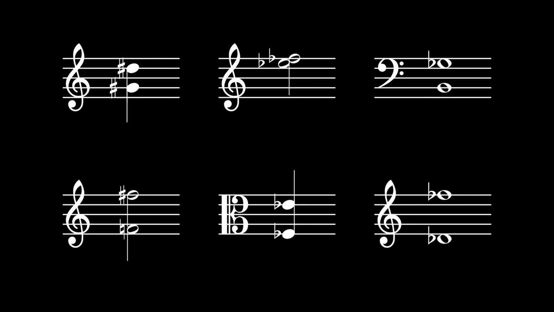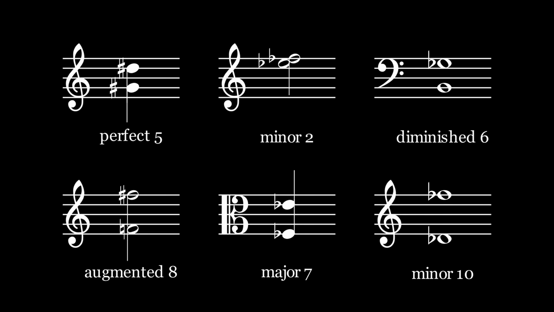Here are a few exercises for you to practice identifying intervals. Pause the video and see if you can solve them before the answers are revealed. As a side note, we usually refer to the number part of an interval as an ordinal number. So a perfect 5 is actually called a perfect 5th, a minor 2 is called a minor 2nd, and so on.